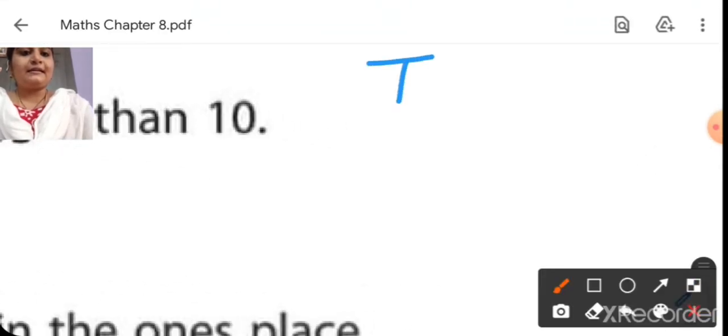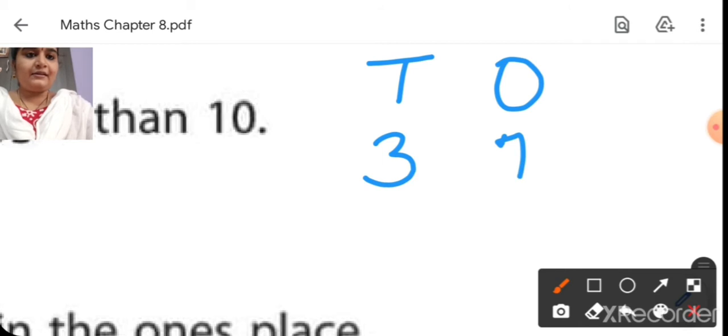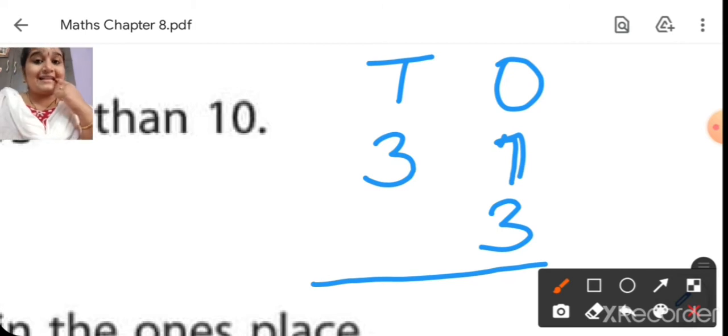So here, tens, ones. 37 plus 3. First, what will we do? We will add the ones place, right? What is there in the ones place? 7 and 3. Right? Yes.